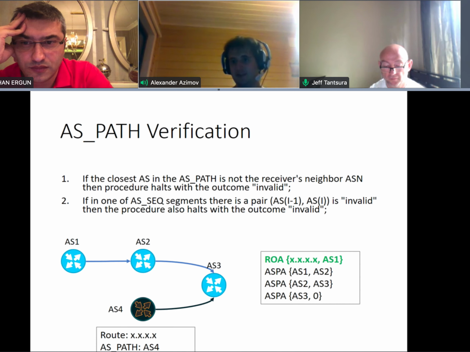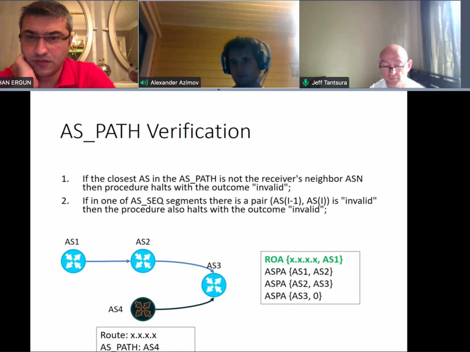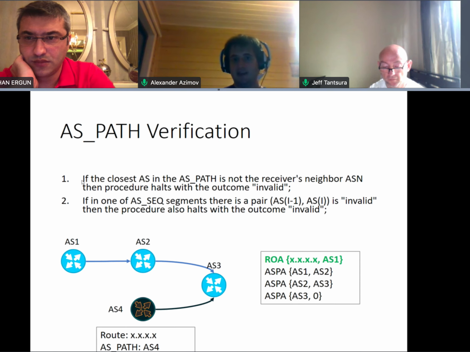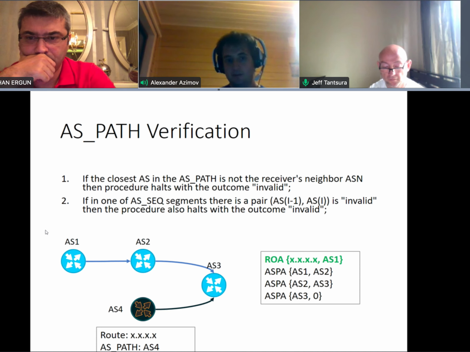So that it will just check that our neighbor is not tricking us, and he exists in the ASPA. We also will use ROA validation. And the second point is that if we are receiving a prefix from a customer or peer, the sequence should be customer to provider, customer to provider, customer to provider. So each pair will be verified independently until we find the invalid pair. So let's see how it works.